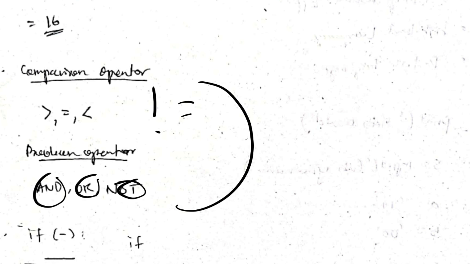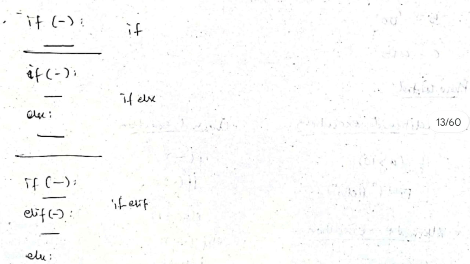And the boolean operators are and, or, not. By using these three you can give some examples. That was about the third question. And the fourth question is, what are the different flow control statements supported in Python? Explain any three with a suitable example and a flow chart. So these three are the conditional statements: if, if else and if elif.